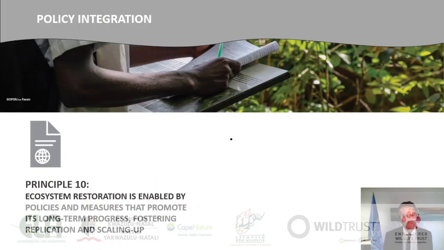The last principle is about policy integration. There are a number of policies and measures that promote the long-term progress and can foster replication and scaling up. To give you one example, we are operating in most countries in a context where agricultural subsidies range in the billions of dollars per year, even in many developing countries. Often these subsidies are focused on activities that can further degrade the environment rather than restoring it.